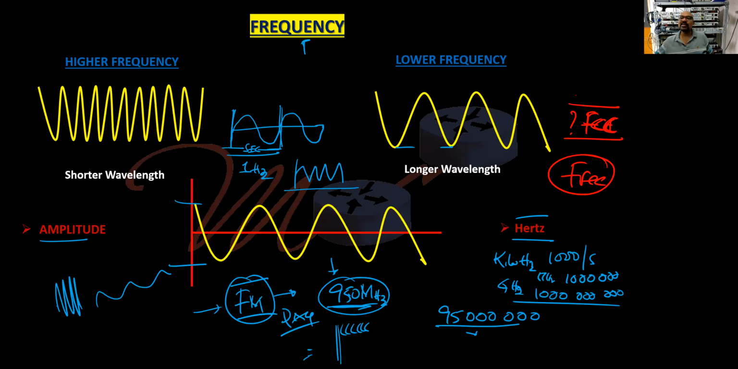So they gave a couple of bandwidths for free. ISM bands, they call it, industrial, scientific and medical frequencies. They gave some frequencies for free. Once they gave frequencies for free, then people started using them.